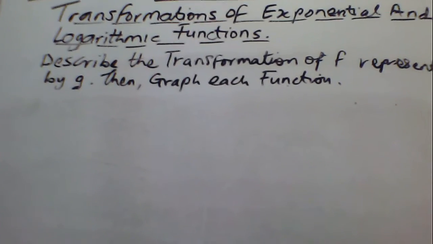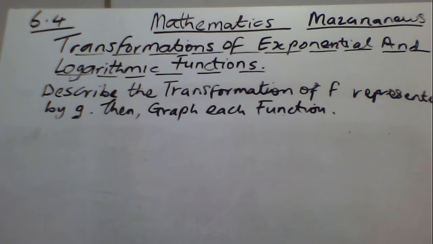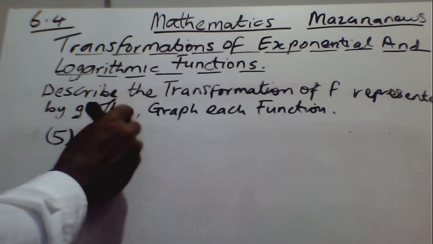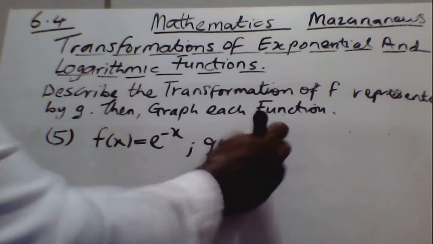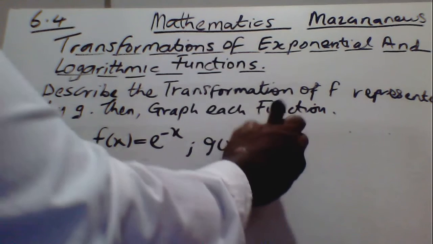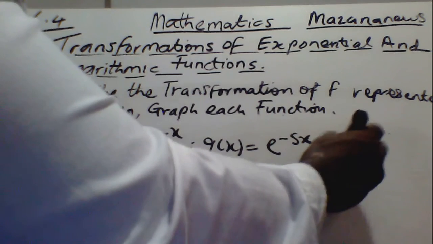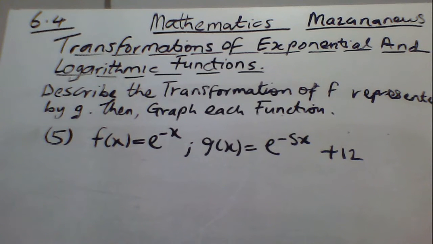So we are still under description or translation of the parent's graph, and then we graph it. So for the 50th example in this case, we have f of x equals e raised to the power minus x, and g of x is equal to e raised to the power minus 5x plus 12. So you are given this to graph.